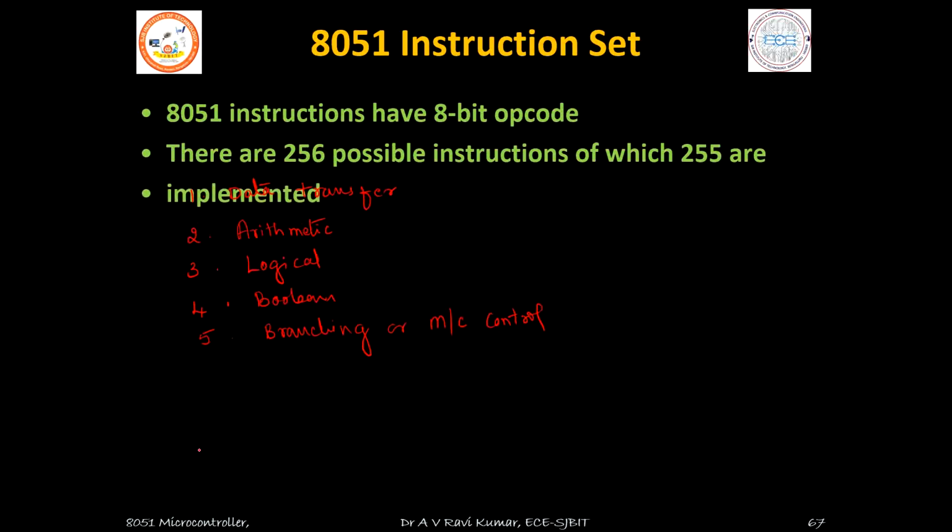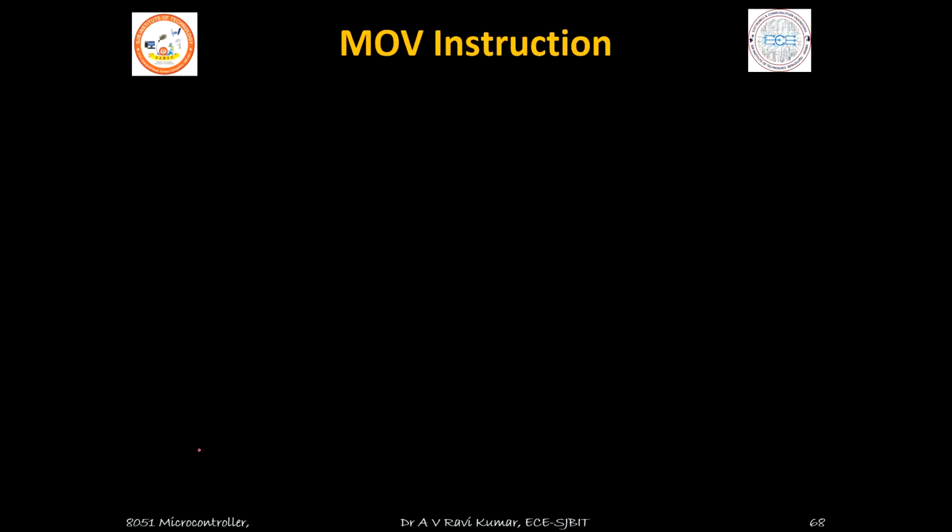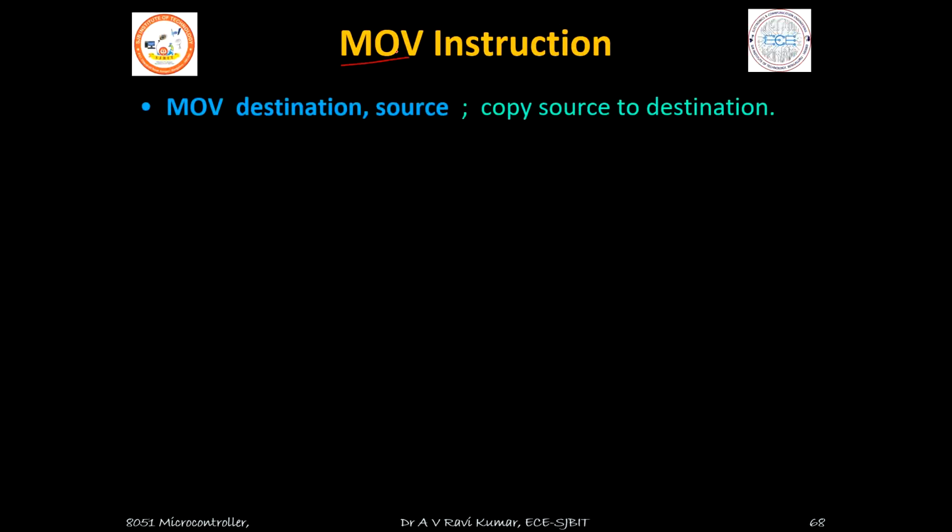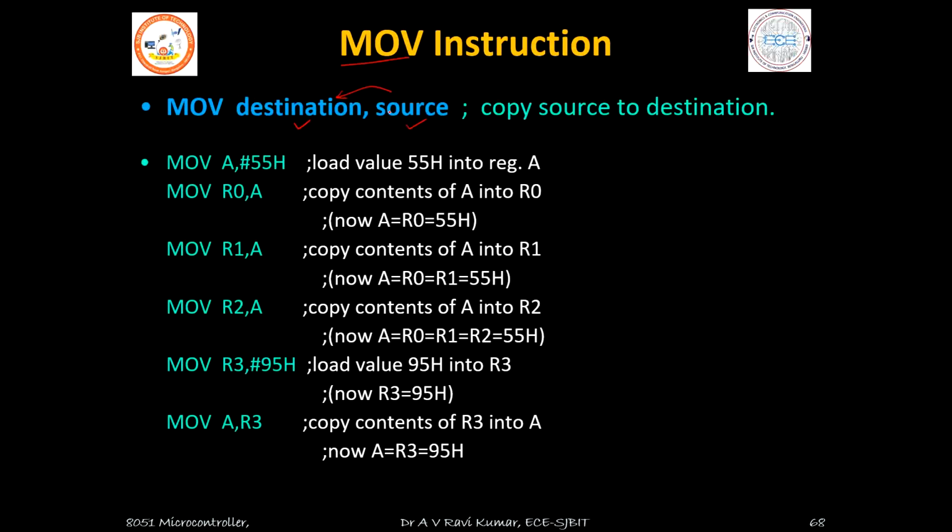Let me start with the data transfer group of instructions, which we call the MOV instruction. MOV is an opcode, and this instruction copies the data from one place to another. The format is MOV, destination, comma, source. The content of the source is copied into the destination. This is the operation, remember. If you interchange them, it will be different. Clear? We'll see different forms of the MOV instruction.